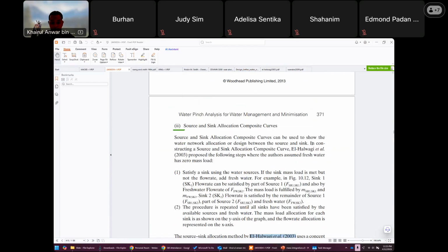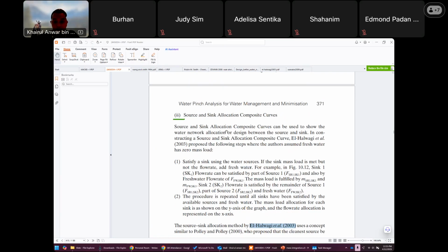Another method here by El-Halwagi. This is based on the sourcing allocation composite curve. The sourcing allocation composite curve can be used to show the water network allocation or design between the source and sink. So the sourcing composite curve refers to the third method under step number 3, the sourcing composite curve.